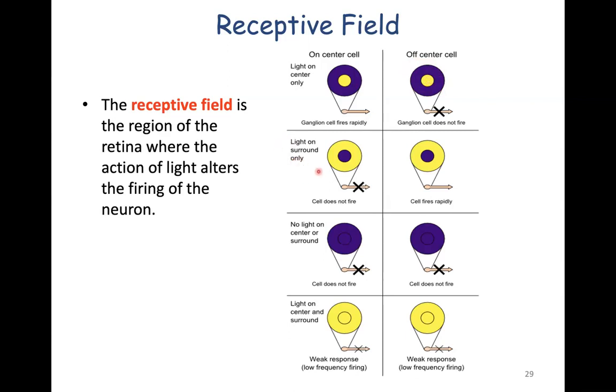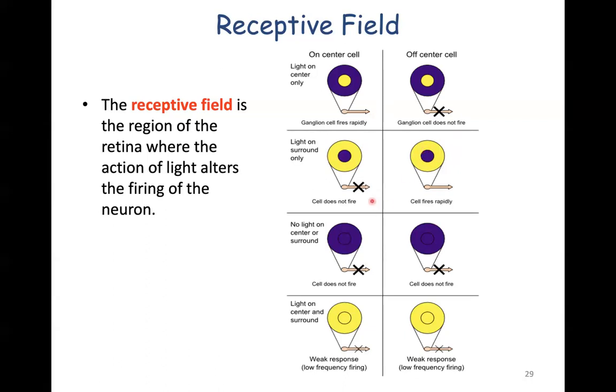Now coming to light on the surroundings only. Okay, so the cells in this area are not being hit by light, and they're not transmitting an action potential. On the other hand, the cells in this area are being hit by light, and so they are transmitting because they're on-surrounding cells, off-center, on-surrounding cells.